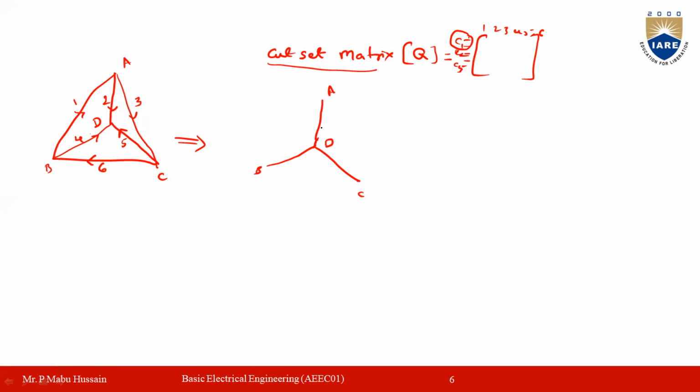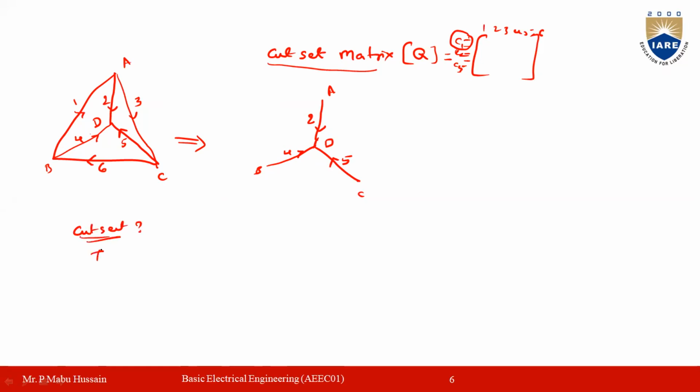Now if you remove the elements, the elements in this tree are 2, 4 and 5. Okay. So the direction is top to bottom, here in this direction, here in this direction. Okay. So now what is a cut set?